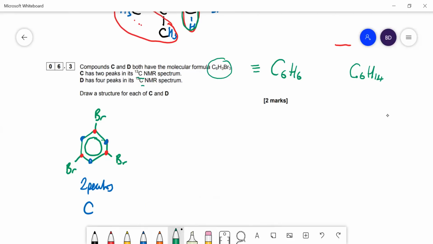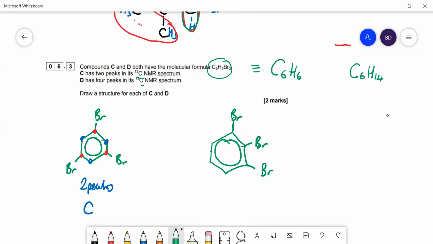Right, okay, so we've got our benzene ring. Let's put 1 bromine there, 1 there, and 1 there. Now let's see how many peaks that will give us.